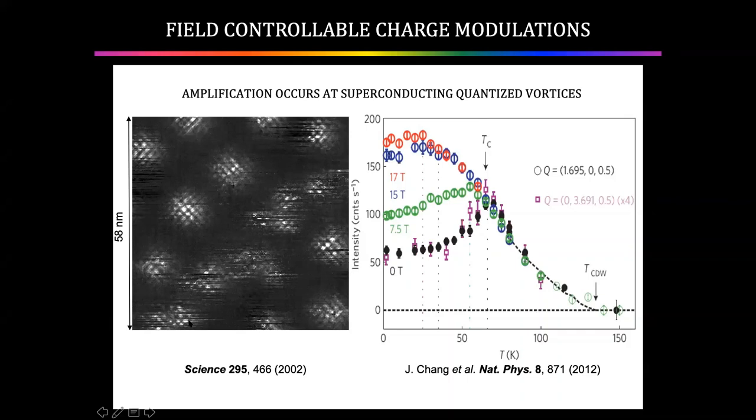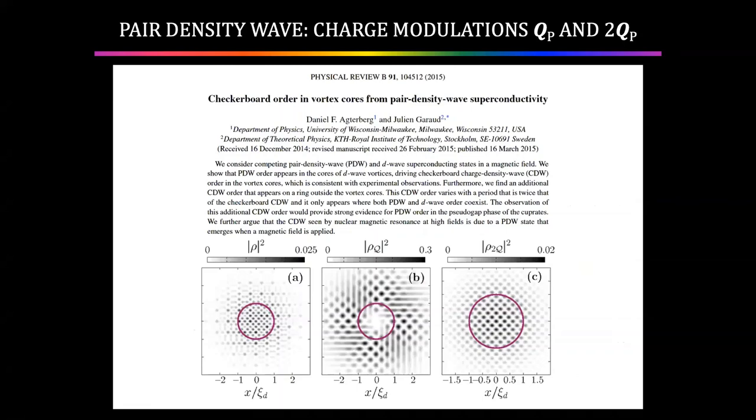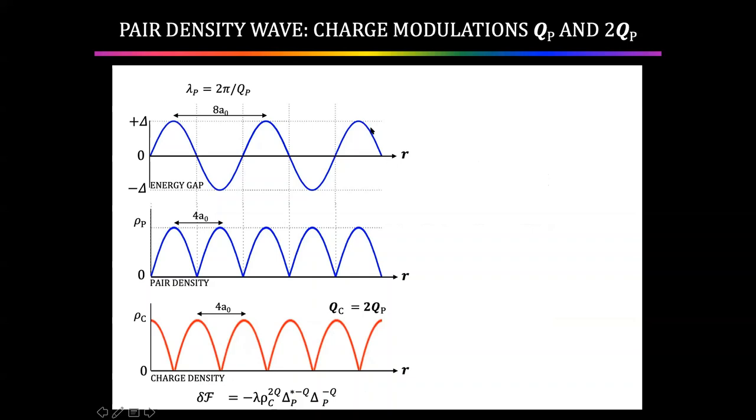Luckily for us, Daniel Achterberg had solved this problem in 2015, and he predicted the signature of a pair density wave in the charge channel is 2 modulations. One occurs at the wave vector of the pair density wave, and the other one occurs at twice the wave vector. So this pair density wave modulates the charge for a pretty simple reason, because the gap crosses zero twice in every cycle.